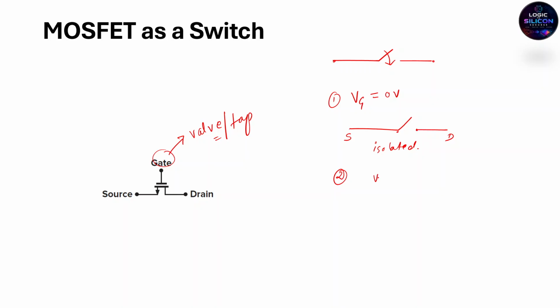The second case is when we apply Vg as some positive voltage, for example a 1.0 volt battery connected here. What it does is it will switch on the circuit, so it will be just like a closed switch. Closed switch means source and drain are now connected to each other and they are in the conduction state.